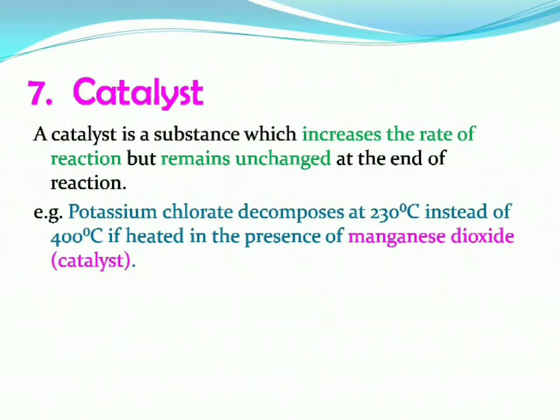Then for carrying out some reactions, we need a catalyst also. A catalyst is a substance which increases the rate of reaction but itself remains unchanged at the end of the reaction. For example, potassium chlorate decomposes to form potassium chloride and oxygen at a temperature of 400 degrees Celsius. But in this reaction, if we use manganese dioxide, this reaction can occur at 230 degrees Celsius only. Here, manganese dioxide acts as a catalyst.